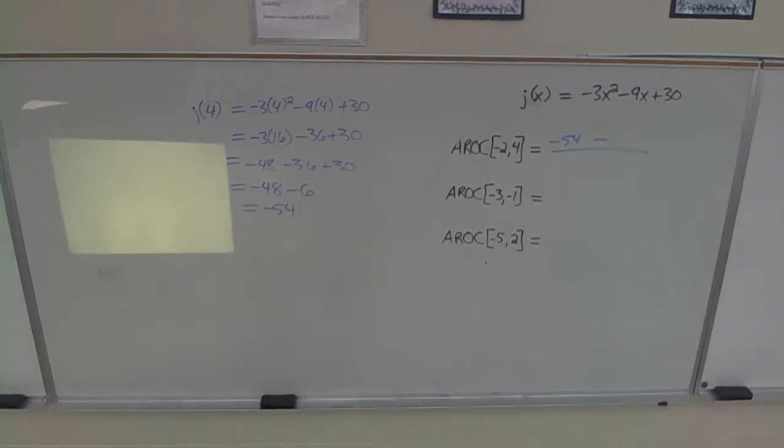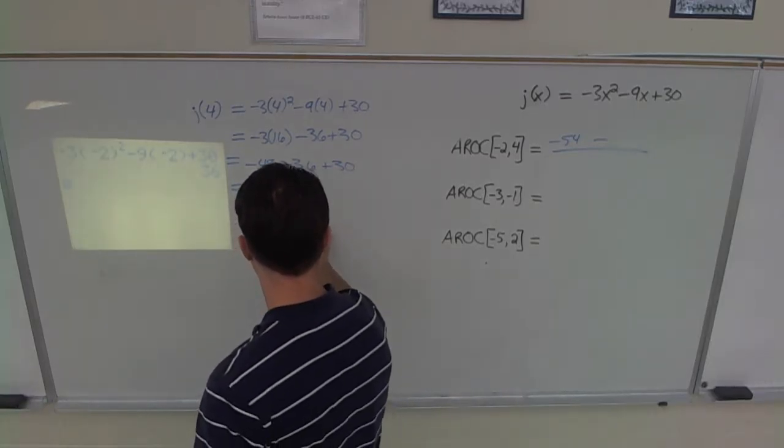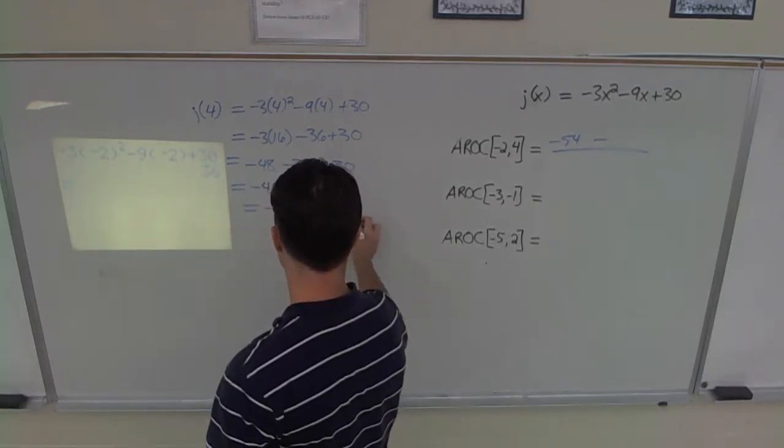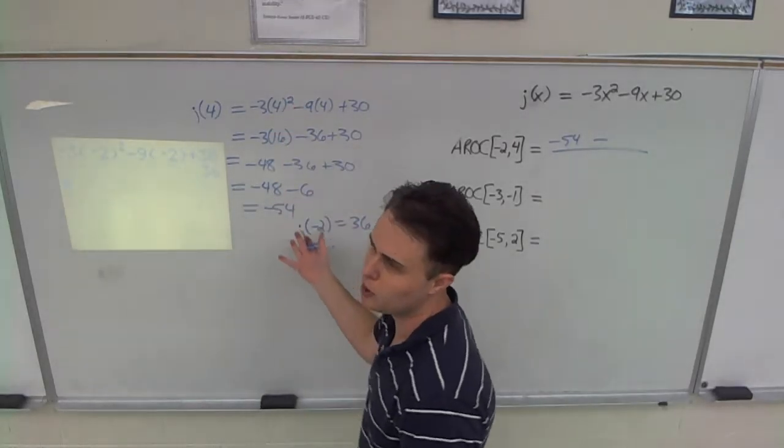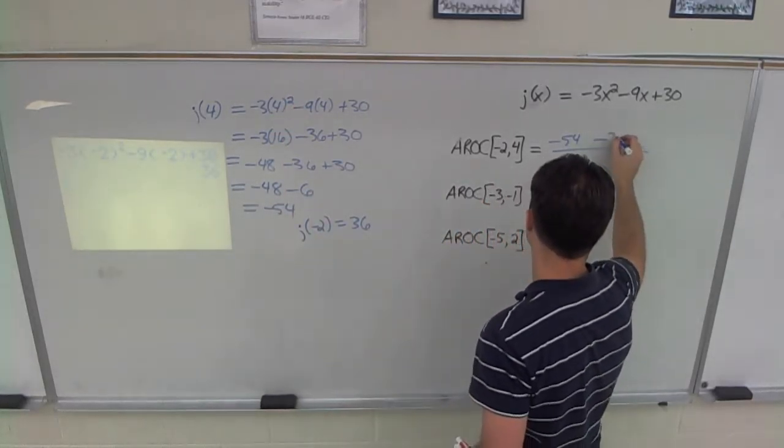So I also need to compute j of -2. I'm going to do that with my calculator this time. Here we go: -3 times -2 squared, minus 9 times -2. There we go. What was it, plus 30? Okay, so my calculator says that when I put -2 into j, I get 36. I can confirm that with the same work. You guys should be able to do it either way.